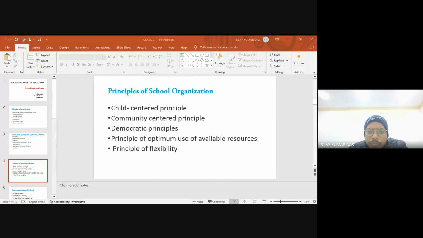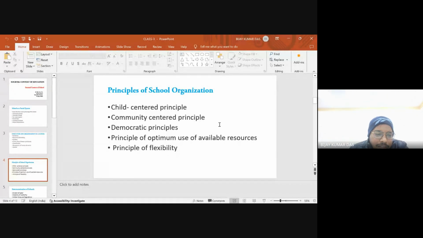If you also talk about community-centered principles, bureaucratic principles, principles of optimum use of available resources, democratic principles, you know very well that each and every learner has equal opportunity to provide their views, opinions, and participate, and the teacher also has to play the equal role, giving the opportunities to the learners for their betterment, for their development. So that the proper management of the school will be possible.